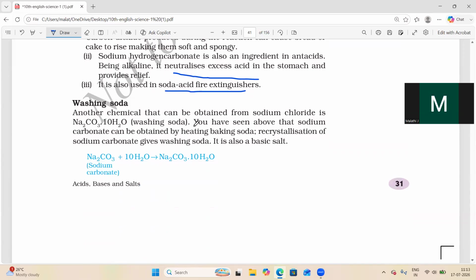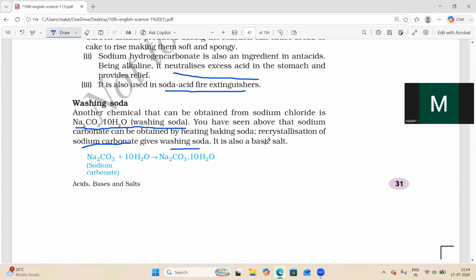Then washing soda. Washing soda is obtained from sodium chloride. See here, sodium carbonate reacts with H2O and you get sodium carbonate, that is washing soda, Na2CO3.10H2O. They will ask for the chemical formula of washing soda. Sodium carbonate can be obtained by heating baking soda. Recrystallization of this sodium carbonate gives washing soda.